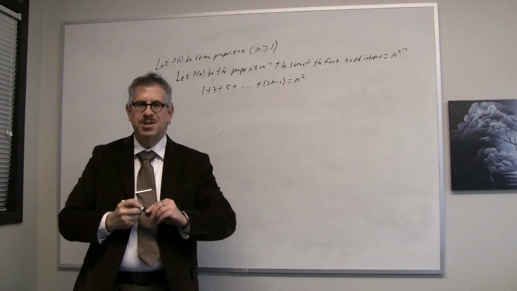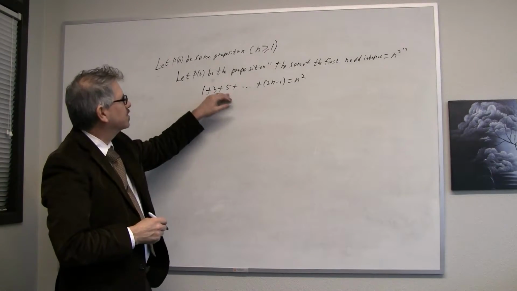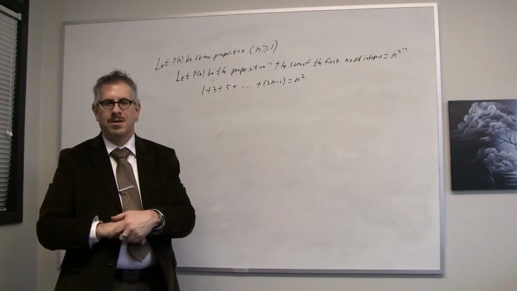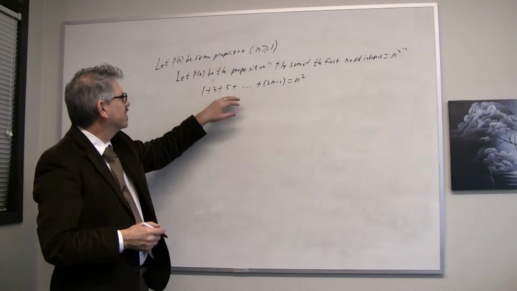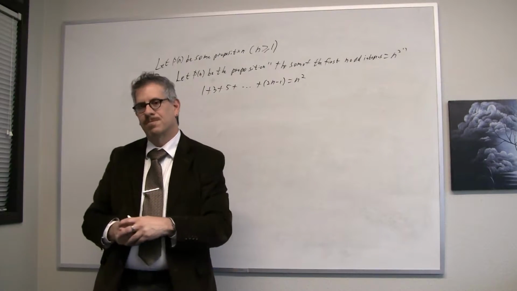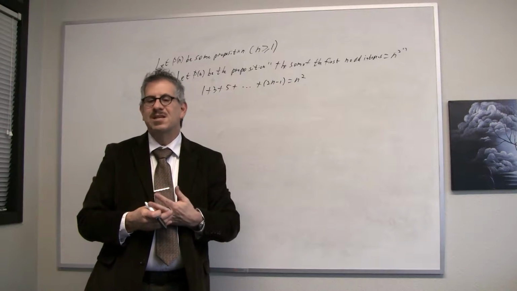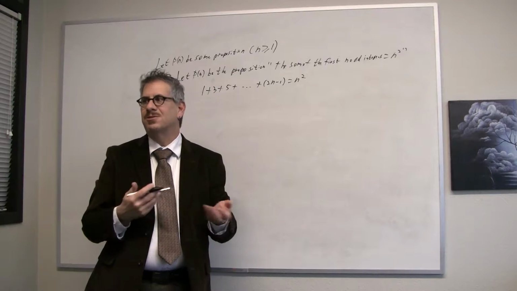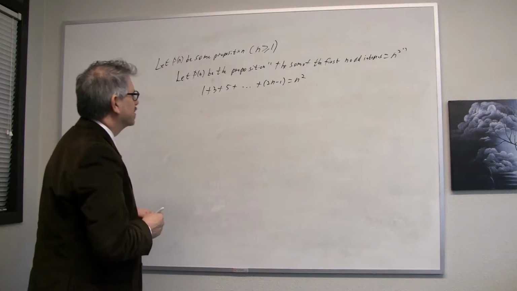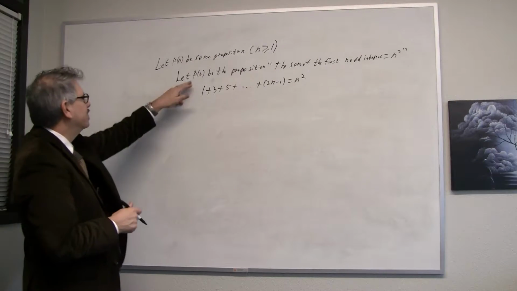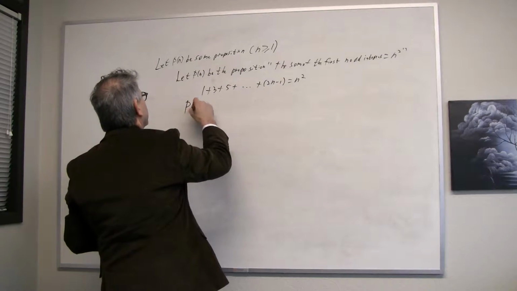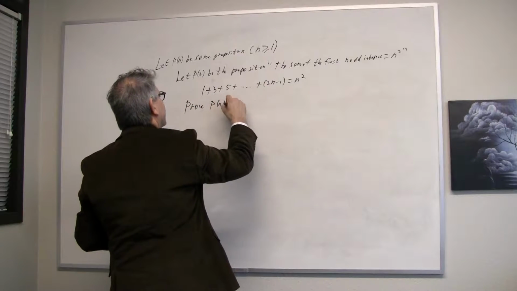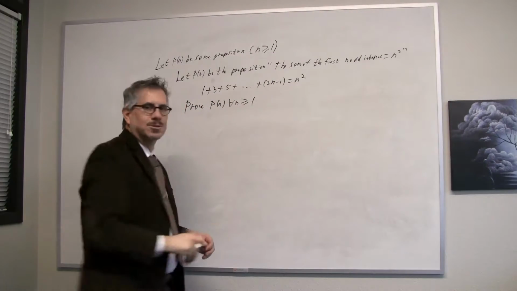So what does P3 say? P3 says 1 plus 3 plus 5 equals 3 squared. P4 says 1 plus 3 plus 5 plus 7 equals 4 squared. Each Pn is a statement. It's a declarative statement that's either true or false. That's what makes it a proposition. We want to prove that P of n is true for all n bigger than or equal to 1.